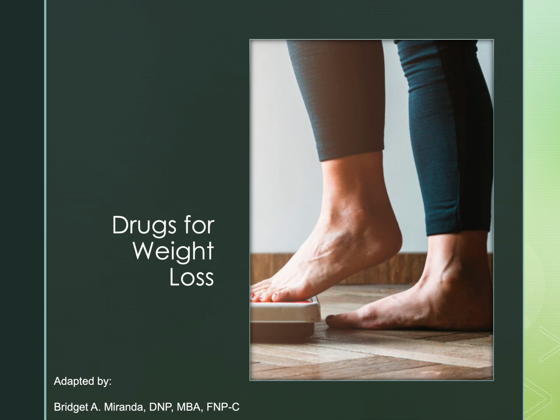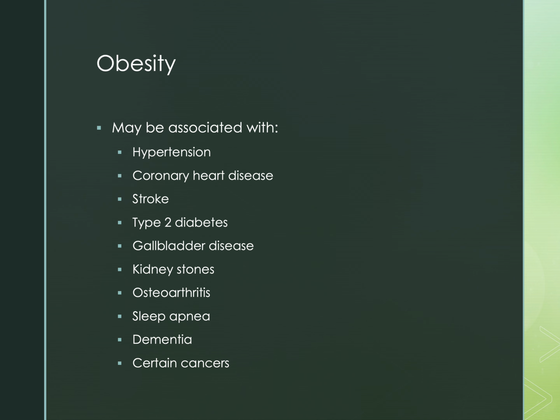This week's lecture, we're going to talk briefly about drugs for weight loss. Here in the United States, the issue of obesity kills nearly 300,000 Americans each year from obesity-associated illnesses. And you can see that the risk for morbidity can be increased when patients have these associated diseases: hypertension, coronary artery disease, stroke, type 2 diabetes, gallbladder disease, kidney stones, osteoarthritis, sleep apnea, dementia, and certain cancers.